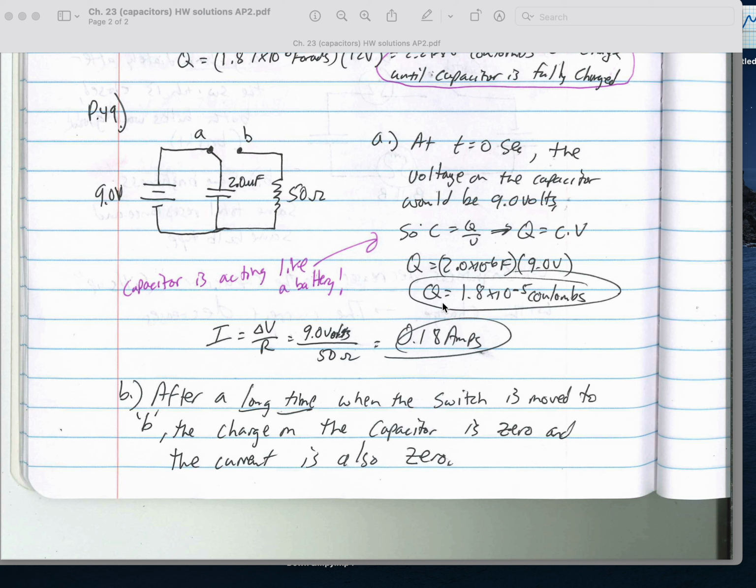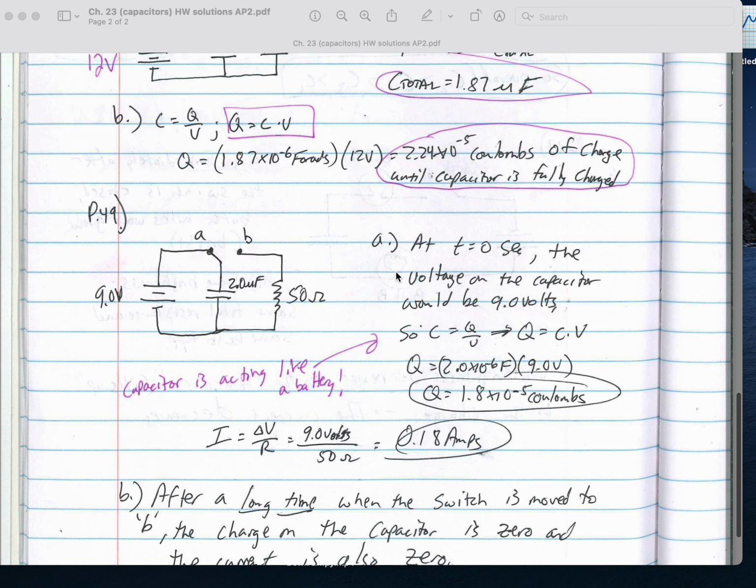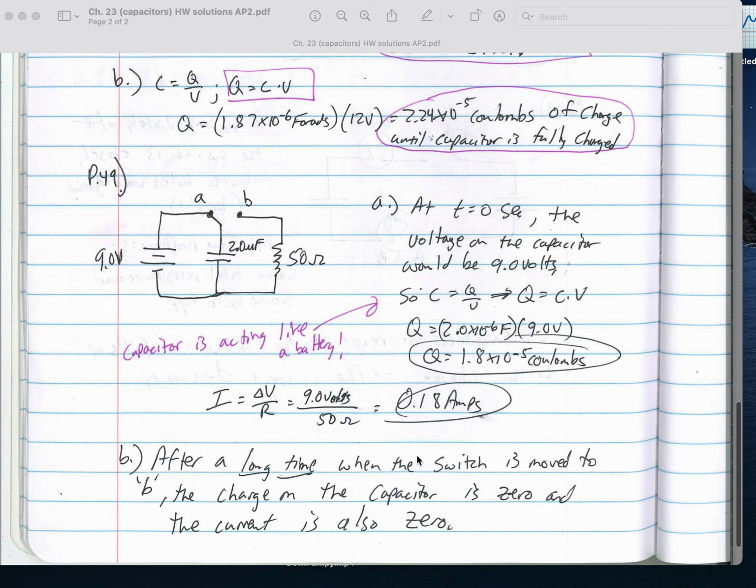So if I want to find out the charge at time 0, that charge is the capacitance multiplied by the voltage, so that's 1.8 times 10 to the negative 5th coulombs. That's the same equation I used up here. To find out the initial current, I take the potential difference divided by the resistance, so when that flips, remember this would be at 9 volts, this is 50 ohms, so that's 0.18 amps. And after a long time, when the switch is moved to point B, the charge in the capacitor would run out, and the current would also end up being 0.